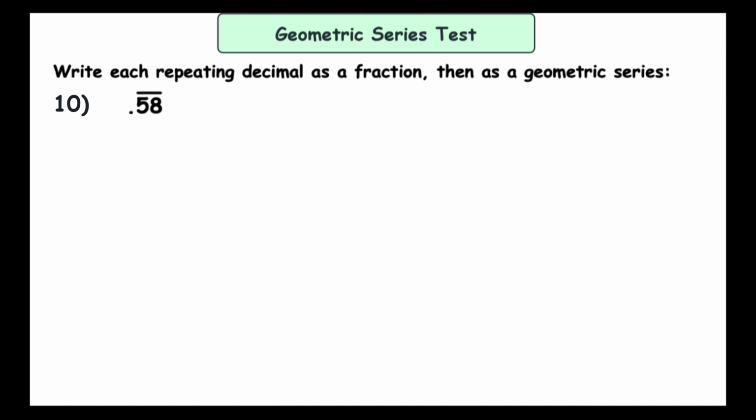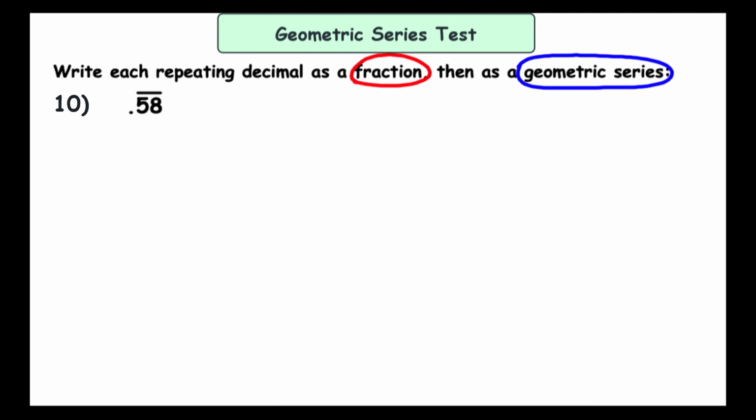All right, this is really cool. Write each repeating decimal as a fraction. Do that first. Then as a geometric series. Okay, let's start out by writing it as a fraction first. 0.58585858, and it repeats on forever. Anything that repeats or terminates, meaning just ends, can be turned into a fraction. And since this repeats, we can do it.